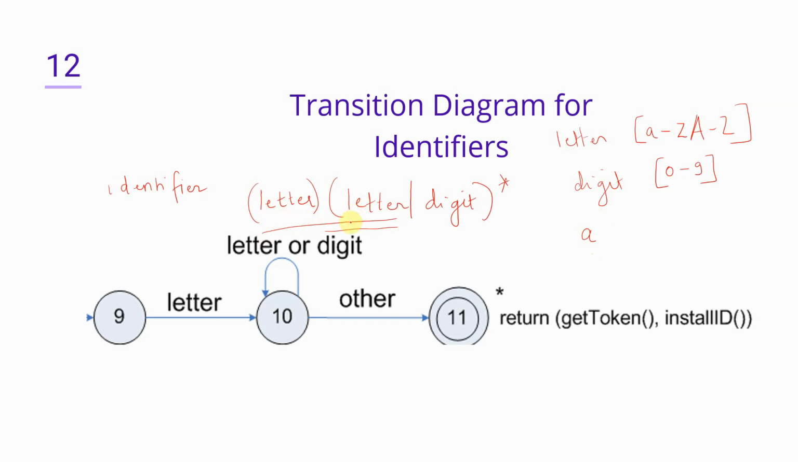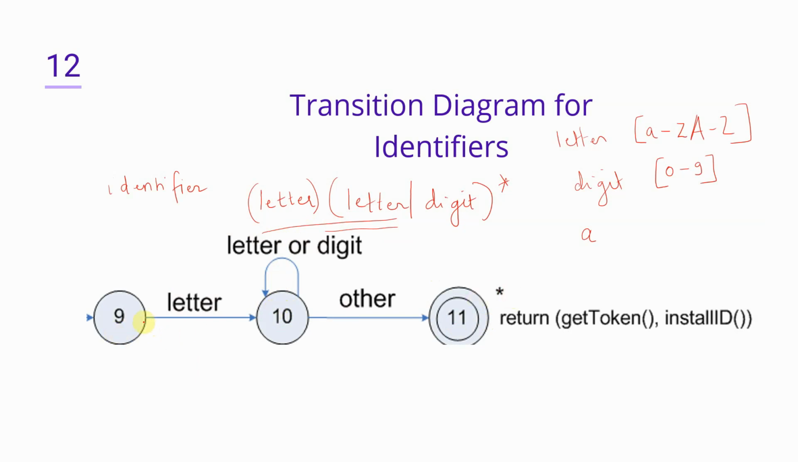In order to represent this regular expression in the form of automata, automata comes into the picture here. So automata consists of a set of states. There is an initial state, there is a final state, and there are some transition symbols. In this case I'm representing this regular expression in the form of this transition diagram. I have the state numbers as 9, 10 and 11.